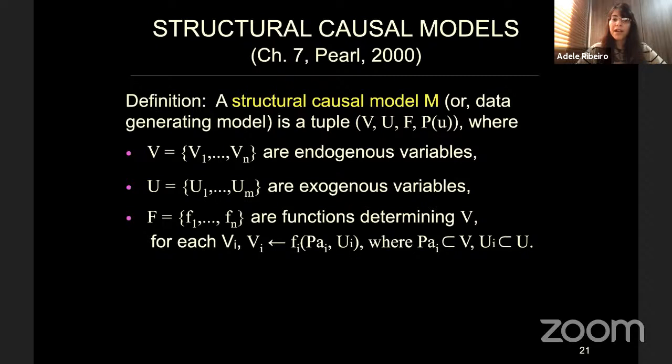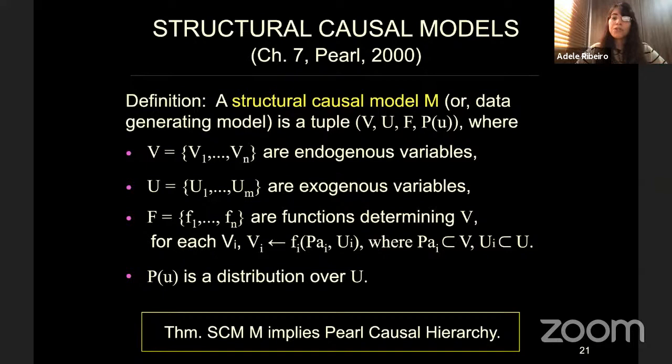So we have this assignment here. Note that they are all endogenous variables. And we also have the distribution of the variables in U, which are unobserved. So this is the structural causal model. And the structural causal model implies the Pearl causal hierarchy.